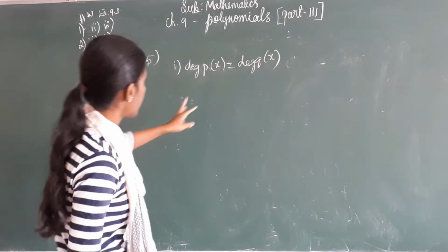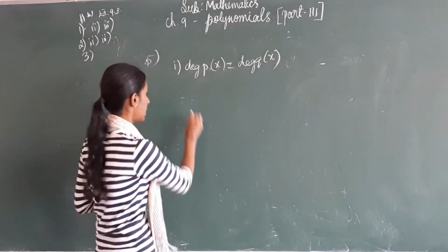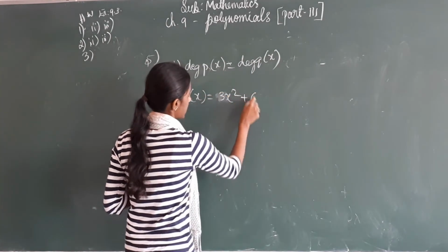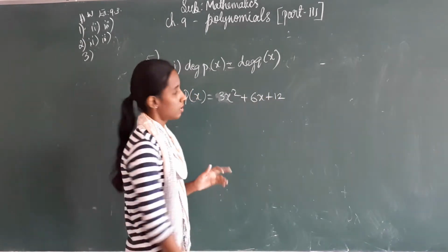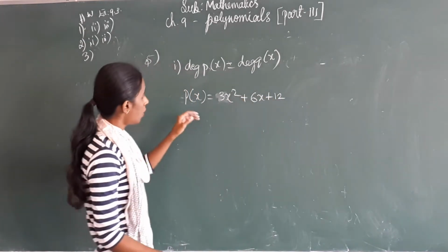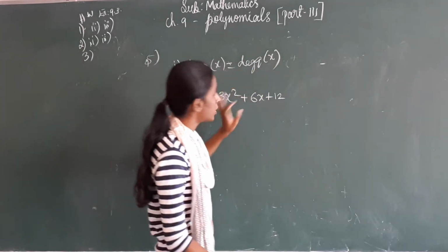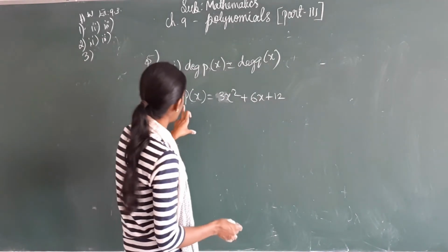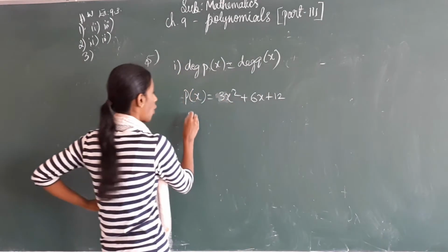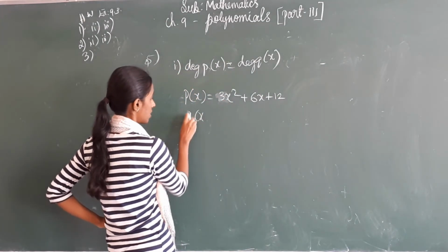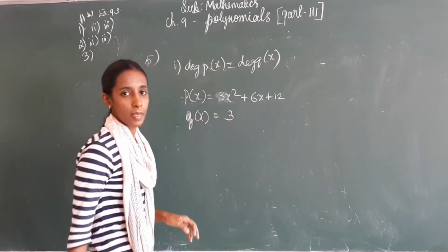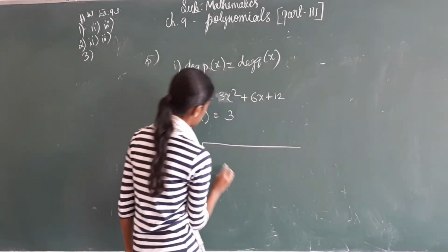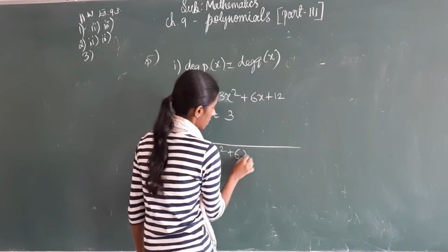If I take a polynomial p of x as 3x square plus 6x plus 12, what is the degree of the polynomial? 2. So the degree of the quotient also should be 2 only. How will you get it? If I take g of x as 3 and divide by g of x as a divisor, it is 3x square plus 6x.